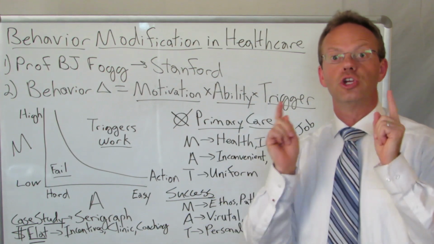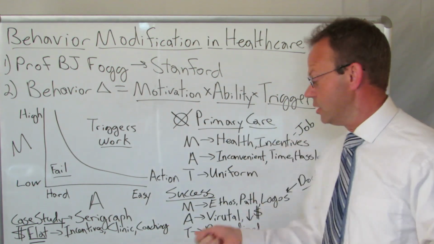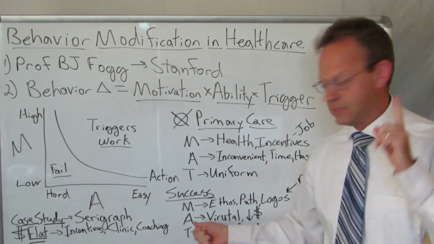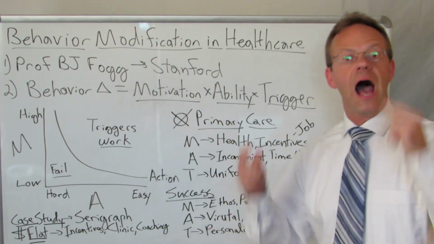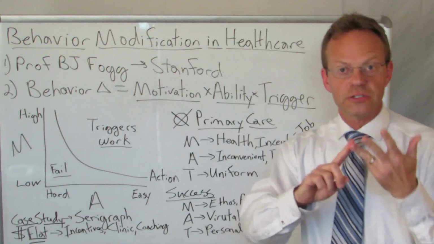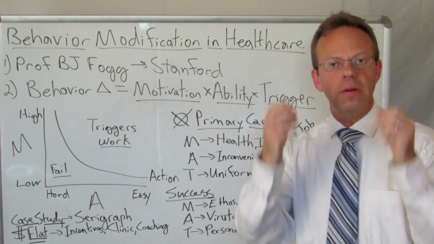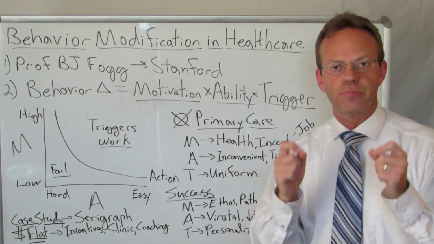If you start with that message, you will fail, okay? You have to do the ethos and the pathos first. Okay, next, the ability. This is where on-site clinics, near-site clinics, direct primary care, and virtual primary care make it so much easier to access primary care.